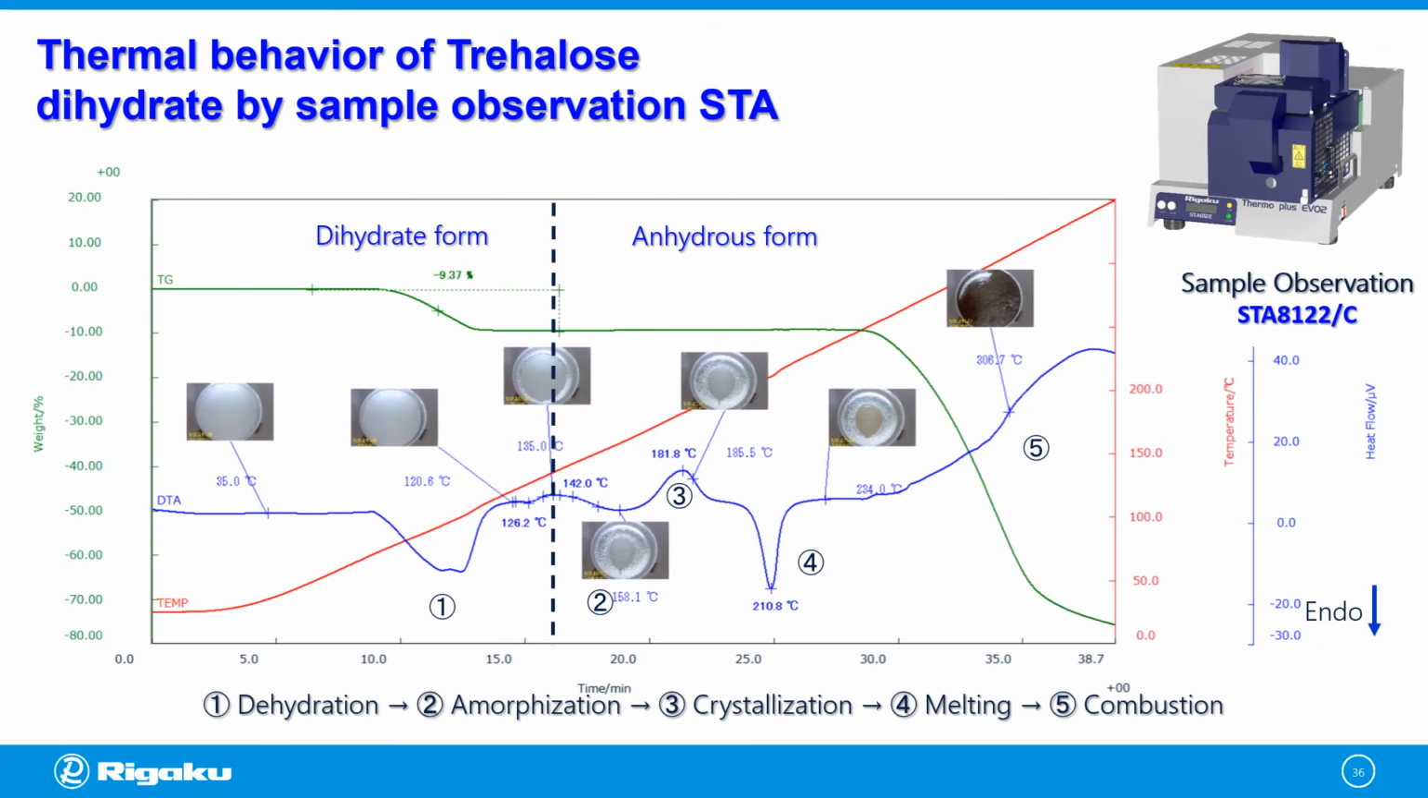Trehalose dihydrate plays an important role not only as an excipient and a stabilizer in the pharmaceutical industry, but also as an essential component in the food industry, responsible for maintaining fresh flavor and texture in food. In this application, the sample observation STA method is used for the measurement of trehalose dihydrate.